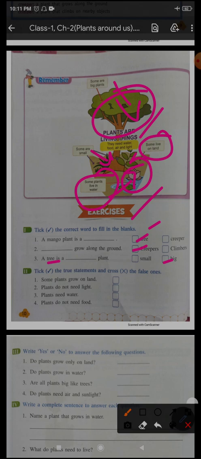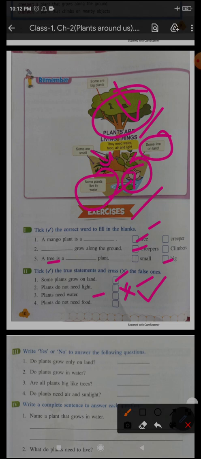Now tick the true statements and cross the false statements. Some plants grow on land. Obviously, plants can grow anywhere, so it is true. Plants do not need light. They need light of the sun. In the presence of sunlight only, they are able to make their own food by the process of photosynthesis. Plants need water. Yes, they need water, it is true.